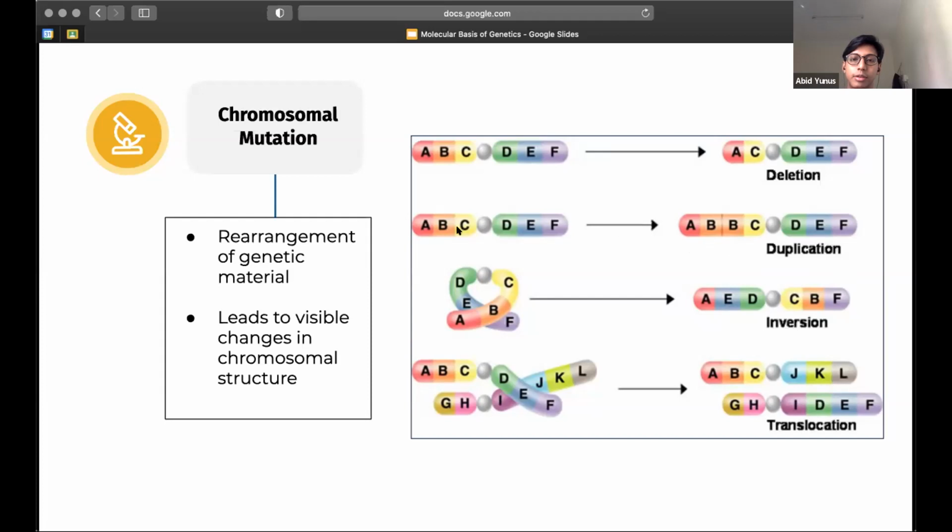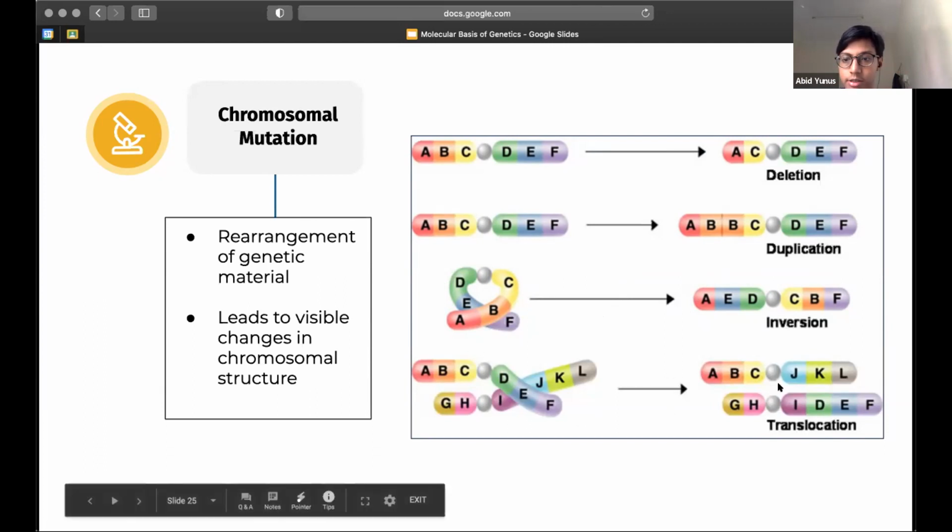or duplication, where there will be an addition of a genetic segment in the chromosome. Inversion occurs when there's a reversal of the organization or the sequence of the gene. So from ABC it turns into AED. Or translocation occurs when there is a movement of a segment into a non-homologous chromosome. So when it should be ABCDEF, it turns into ABCJKL.